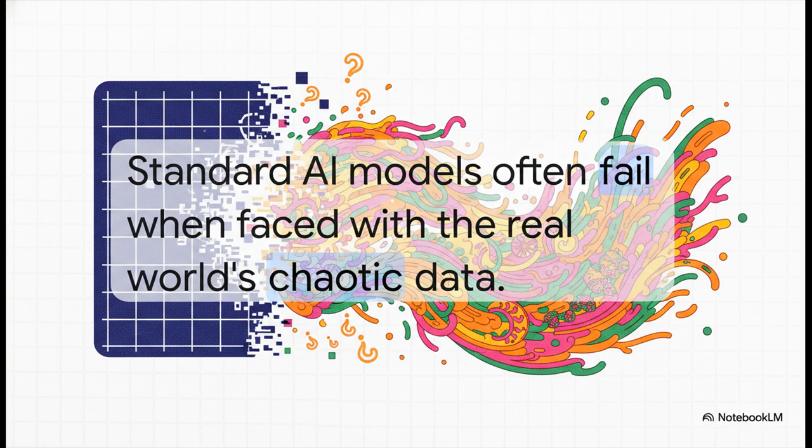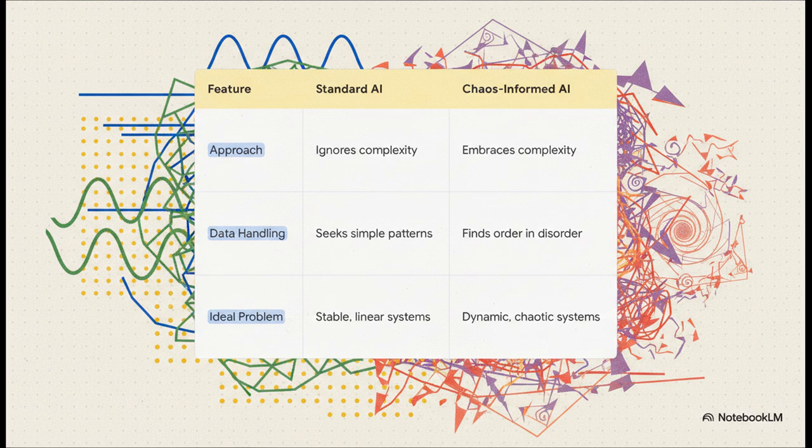And our standard AI models, while they're amazing at finding simple patterns in clean data, they often just get totally lost when they come face to face with the truly chaotic systems that run our actual lives. So how do we fix that? This table lays it out perfectly. Just look at that approach row. A standard AI tries to ignore complexity, to smooth it out. But a chaos-informed AI is built to embrace it. It's not just looking for the obvious simple patterns, it's designed to find that hidden order inside the disorder. That makes it the perfect tool for tackling these messy, dynamic, real-world problems.